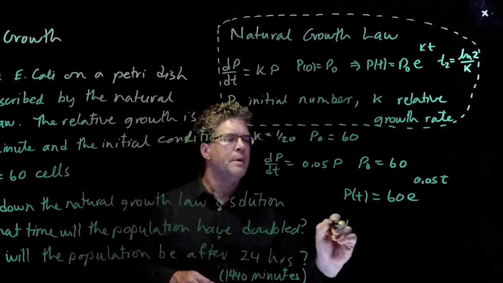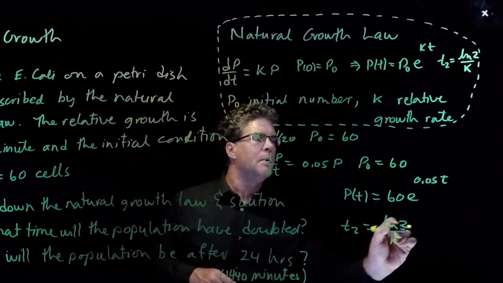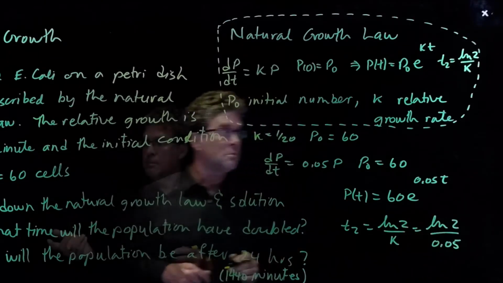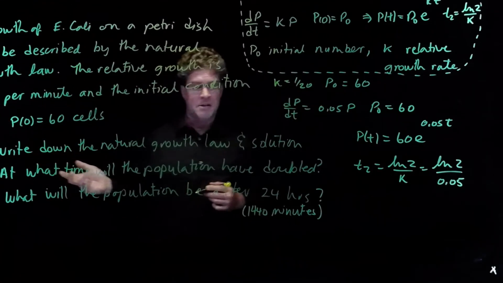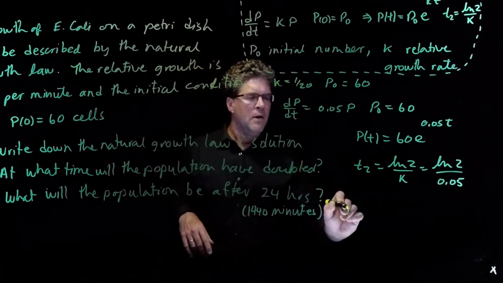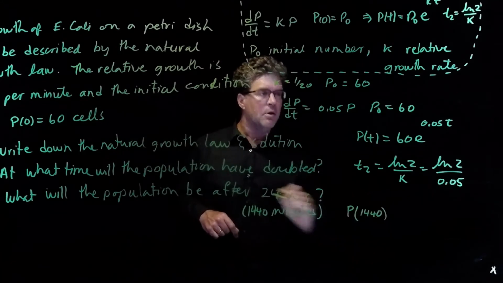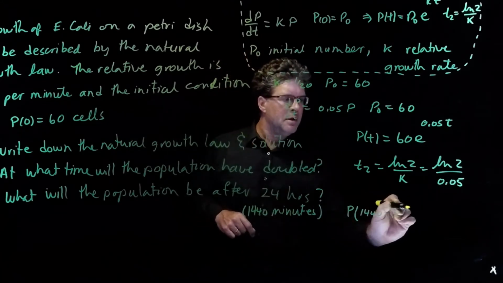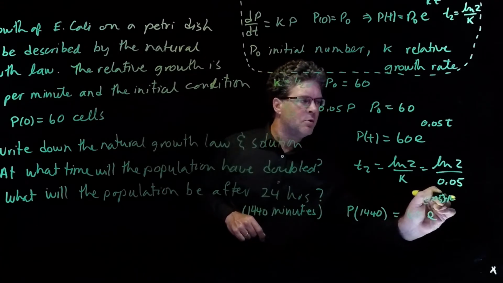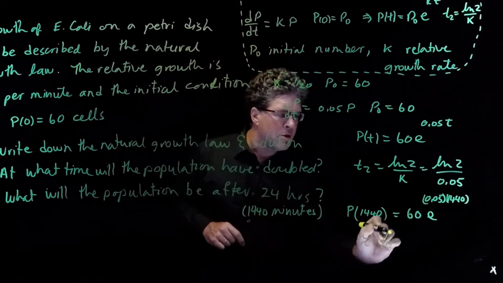The doubling time is T2. It's going to be log 2 over k, which is log 2 over 0.05. The population size after 24 hours is kind of astounding, actually. So we can plug in the formula and say P at 1440 minutes is equal to 60 e to the 0.05 times 1440. So that turns out to be about 10 to the 33.